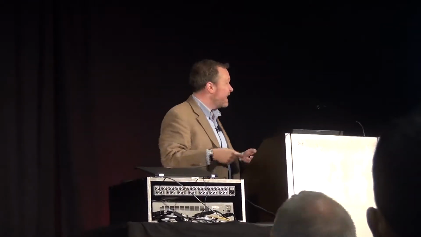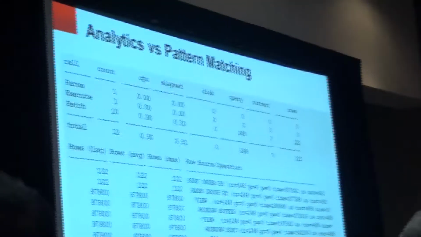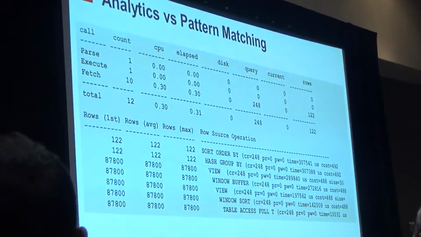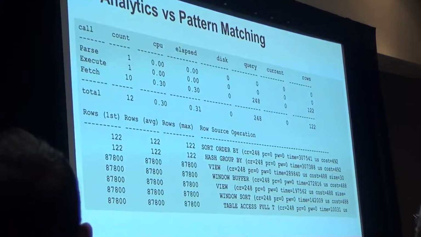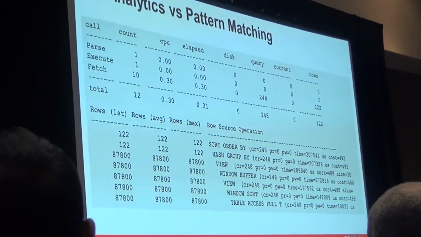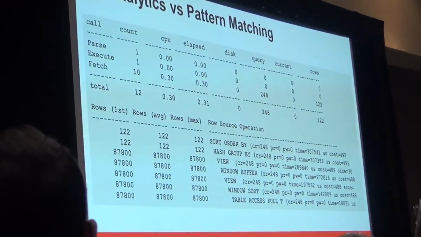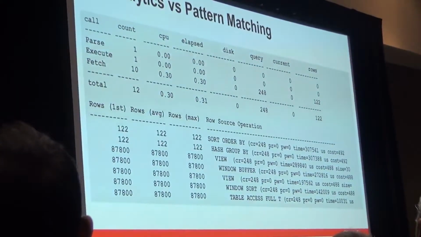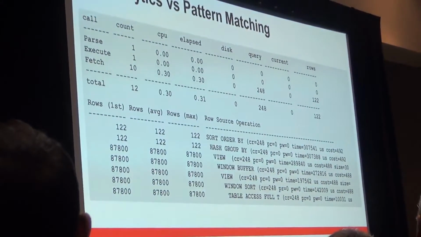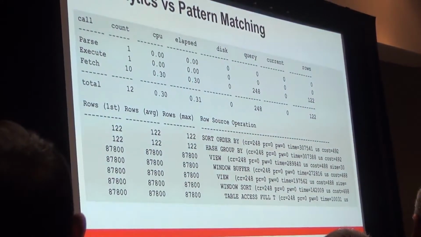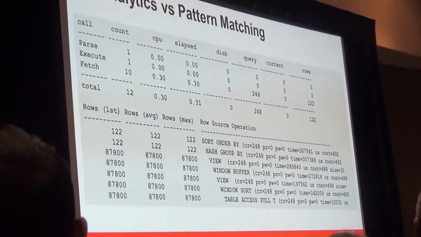And again, when you compare the performance of these two, this is a TKPROF for the analytic function. Remember, I had an analytic function that I wrapped in parentheses, and another analytic function that I wrapped in parentheses that I did an aggregation on. This is all reflected in all those window sorts, window buffers, the hash group bys, and so on.